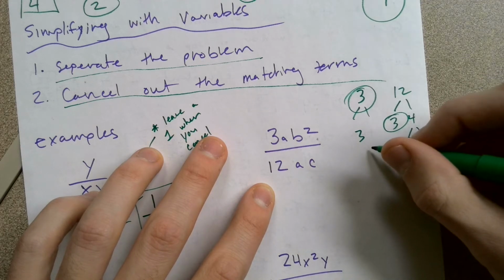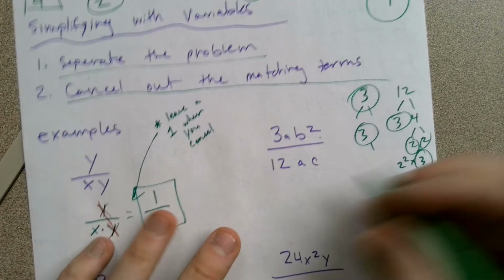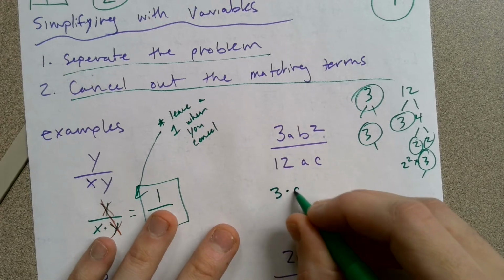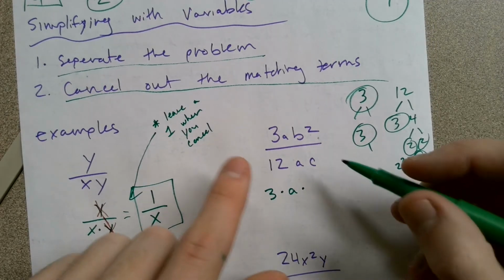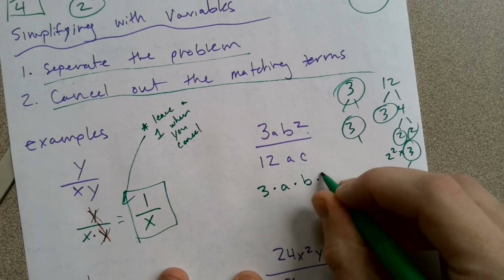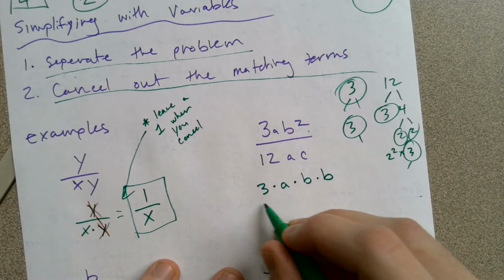What do they have in common? They both share this 3. That'll be important later. Okay, so we're going to break this up to be 3 times a times, watch what I do here, we have b squared. I'm going to break this up to become b times b. That's the same thing. We know that. We were learning that last week.